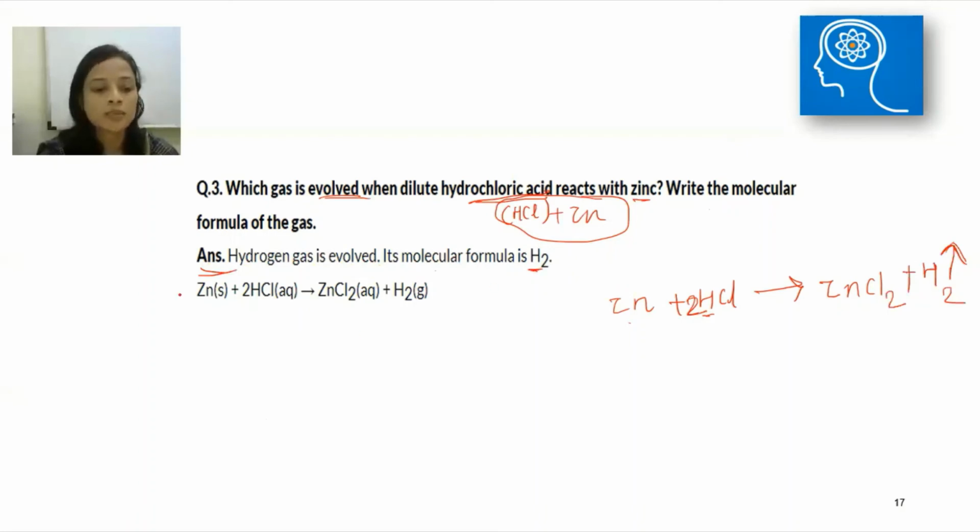So the balanced chemical reaction is Zn, which is in solid state, plus 2HCl, which is in aqueous state. It gives zinc chloride, which is in aqueous state, plus hydrogen, which is in gaseous state, which is released. Now next question.